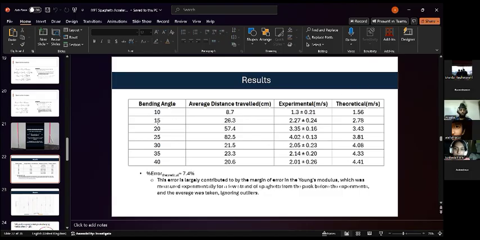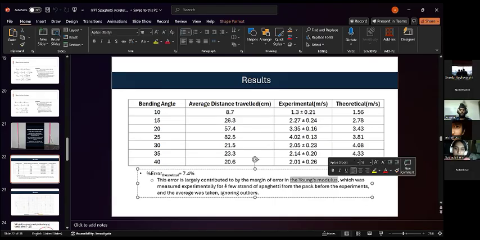So, for example, for a 10-degree bending angle, my theoretical model predicts a 1.56 meters per second exit velocity. This error comes because I needed to use the Young's modulus for the theoretical model, and the Young's modulus had a 7.4% error when I measured it myself. That was the deviation. So that's where the error comes from.